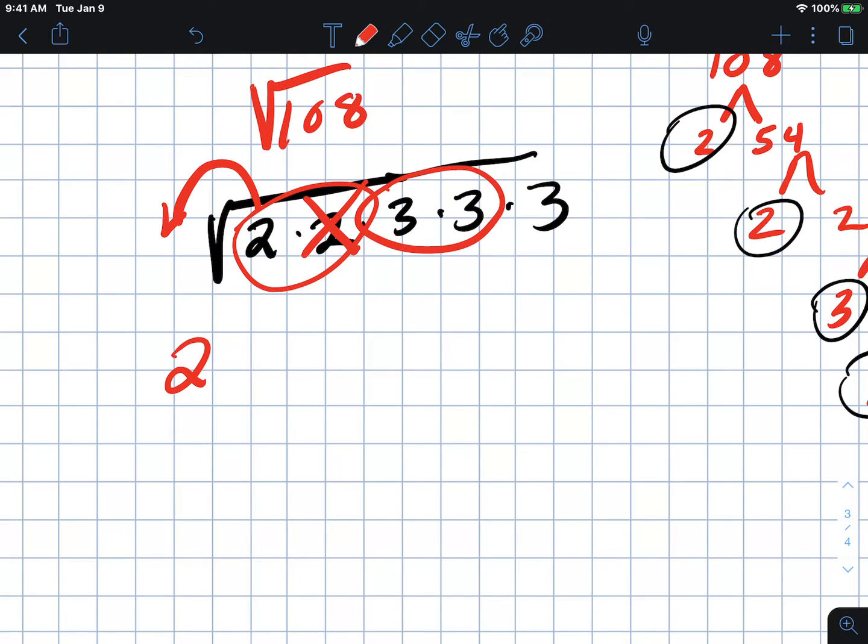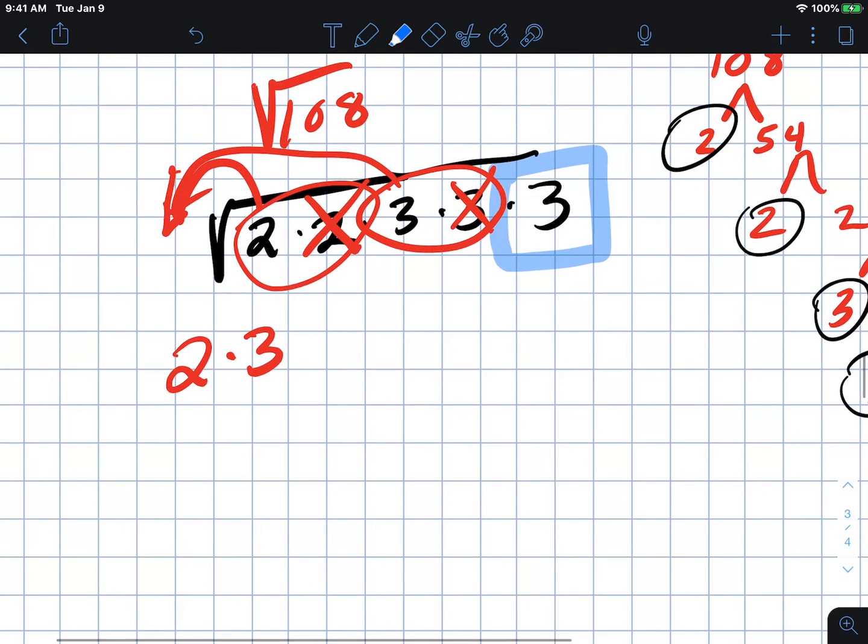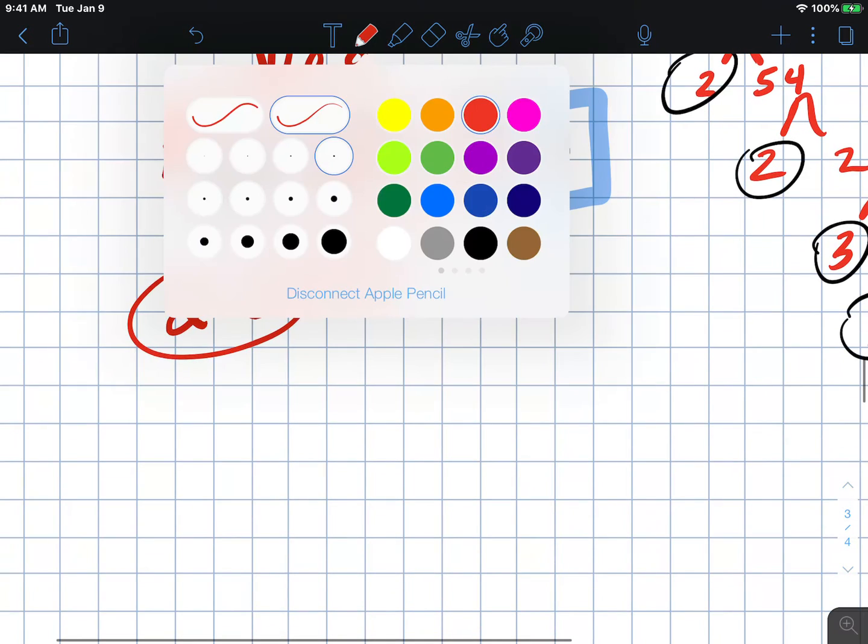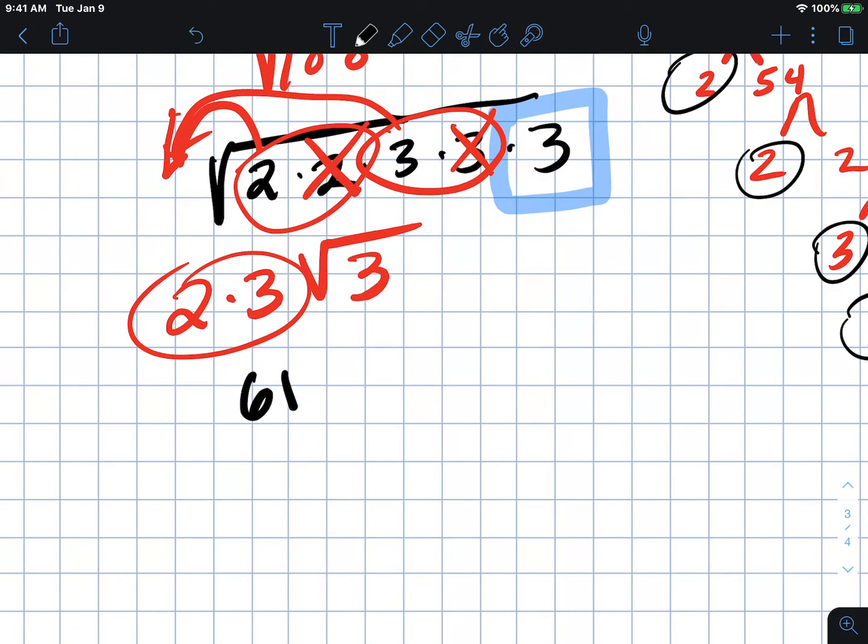Then we look at the 3s, pair of 3s, right? One twin makes it out of the fence, one of them doesn't. Who is left behind that did not have a twin? Well, that's going to be the 3. So the radical 3 is on the outside. But we're not going to leave that 2 times 3 like that. We're going to change that to what? 6 radical 3. And that is an equivalent way, and it's the exact square root of the number, square root of 108.